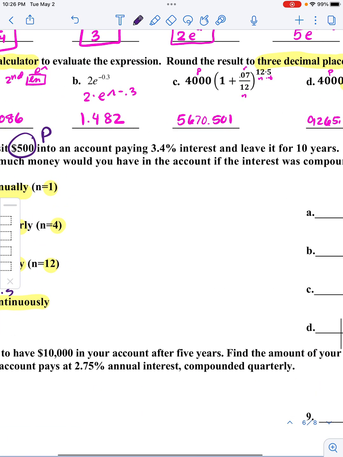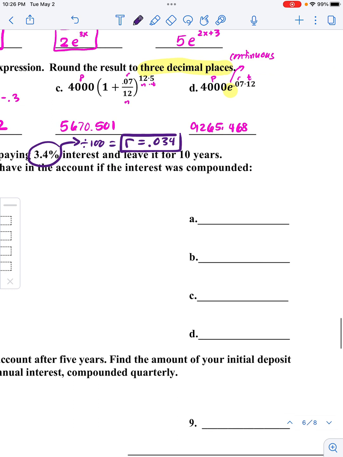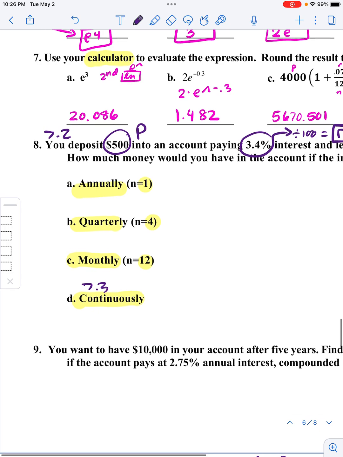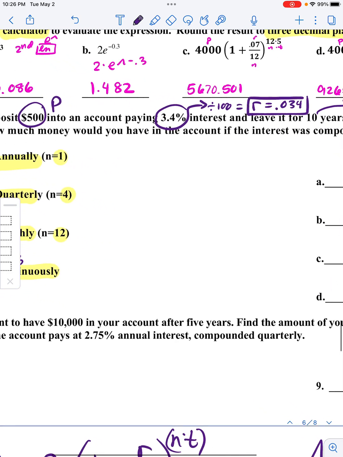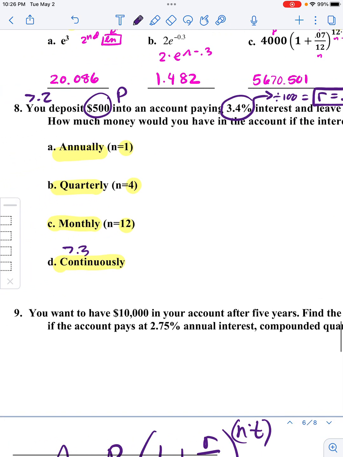Okay, 3.4% interest rate, when I divide that by 100, is going to put me at an R of 0.034. That's going to be what I actually use in my formula. Leave it in for 10 years, so T is 10. How much would you have in the account if it was compounded annually?